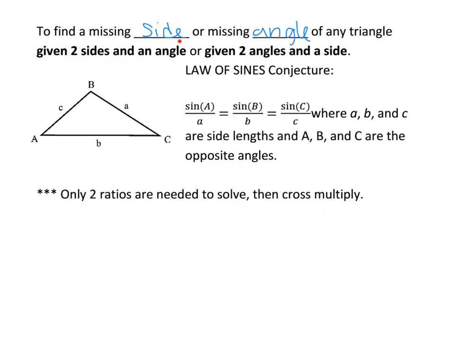To find a missing side or missing angle of any triangle, given two sides and an angle, or given two angles and a side, we can use the law of sines conjecture. So remember, we would have the sine of the angle with the side opposite equal to the sine of a different angle with the side opposite of that. So a, b, and c are the side lengths, and the capital A, B, and C are the opposite angles. And we only need two ratios to solve, so we can just cross multiply.